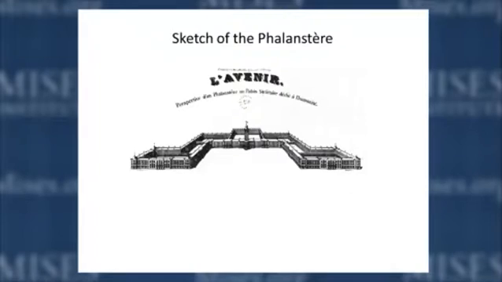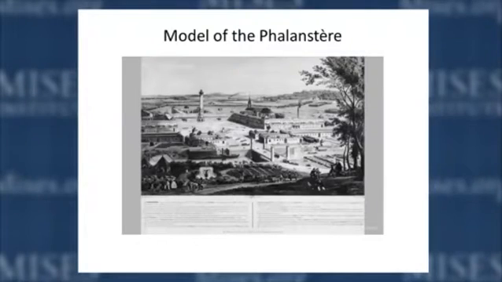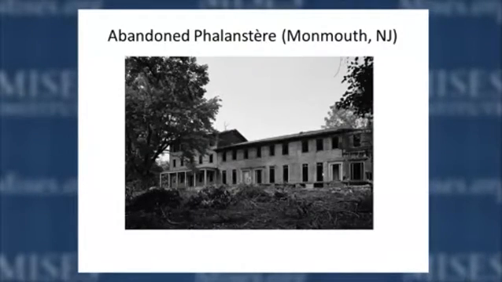Now, these guys all liked symmetry. They thought symmetry should be everywhere. So this sketch is very, very symmetrical. Here's a model of it. And here's the grim reality. That's near my house, actually. That's an abandoned phalanstere. A few were set up in the United States. It's pretty scary. So needless to say, all these plans failed. And at the same time, the classical economists showed that there were real problems, even though they hadn't developed Mises' critique of socialism at this point.